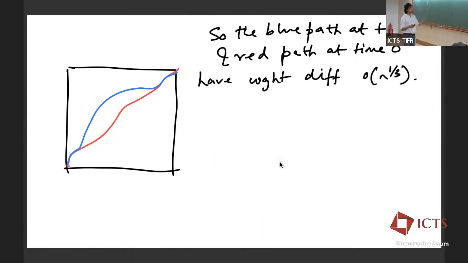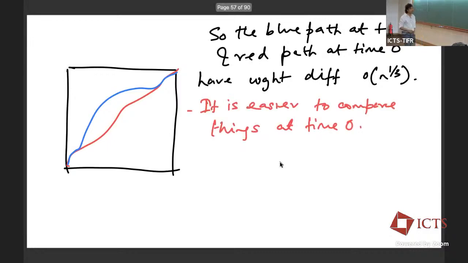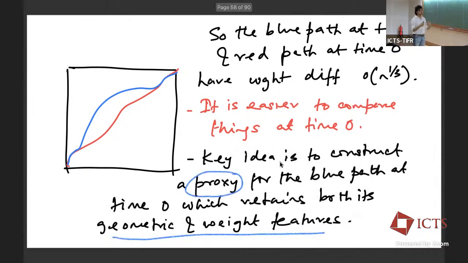So the blue and the red path, okay, this picture is somewhat misleading. The blue path lives at time t. The red path lives at time 0. Although these are drawn on the same figure, they live on different time slices. And the harmonic analysis input tells you that their weights are somewhat close. However, it's a problem that the two paths live in two different time slices. It's easier to compare two paths if they live on the same slice. So it's easier to compare things at time 0, let's say. This is the key observation, the key part of the proof.